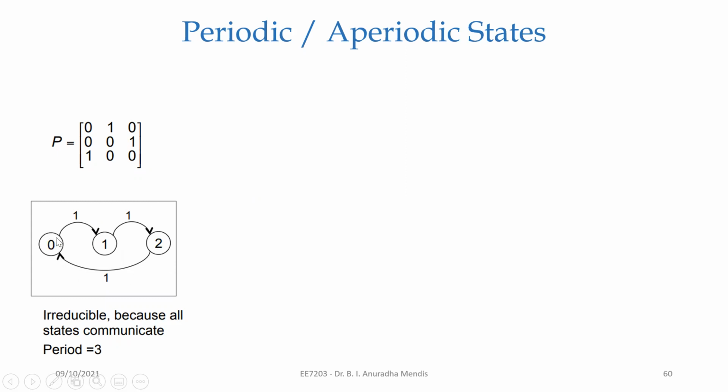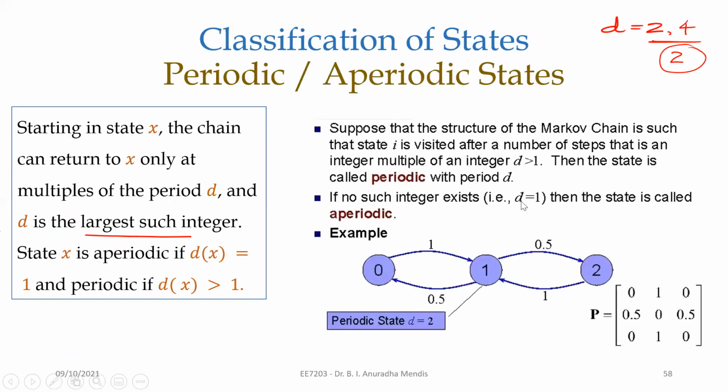If you are at state zero, you will come back to that state after three steps. If you are at one, there is only one possibility that you come back to one, by using three steps. If you are at two also, you will come back to two by using three steps. So the D value is always 3. I mentioned here, if the D value is greater than 1, the Markov chain is periodic.